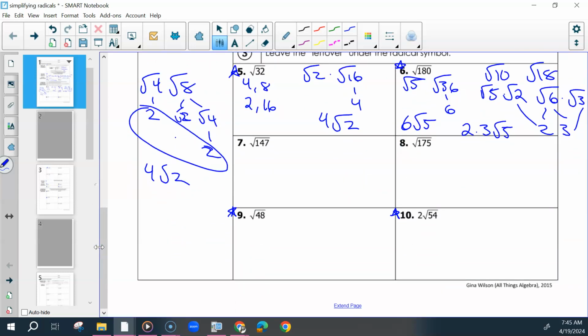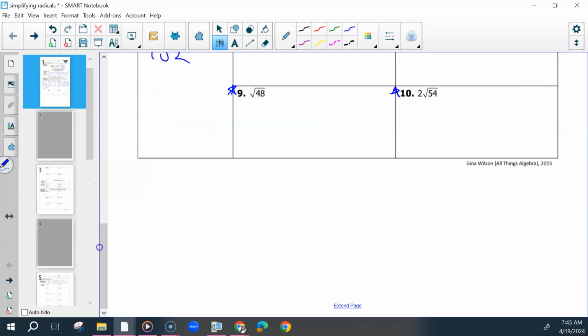Let's try number 10. Which method do we want to use? The perfect squares or the breaking it down? Perfect squares, okay. Find a perfect square that goes into 54. Which one? 6 and 9. And the square root of 9 we know is 3. So we're going to bring that outside, multiply it to the 2, so that our final answer is 6 times the square root of 6.